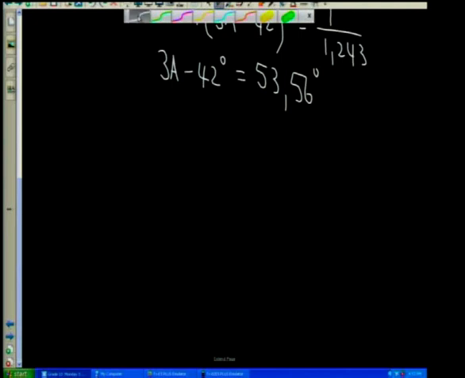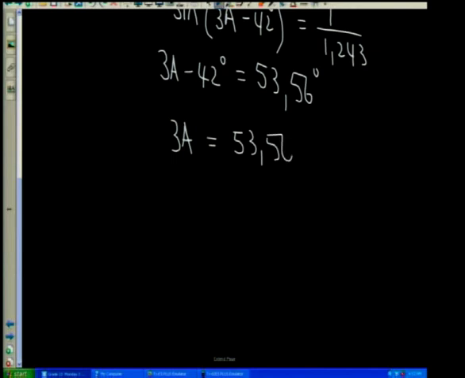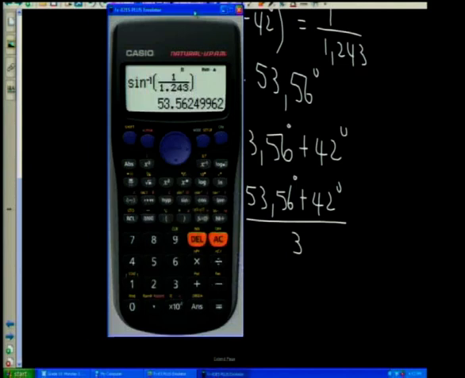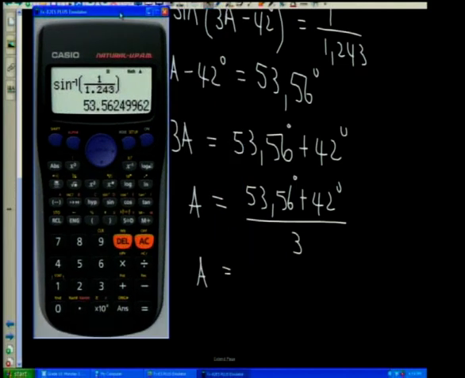3A equals 53,56 plus 42, and then we can solve for A by dividing that by 3, so it's 53,56 plus 42 divided by 3. And that gives us A. So let's see how many of you got that right. Let's just move that across. So we've got 53 plus our 42. And we're going to divide that by 3. So we get 31,9.